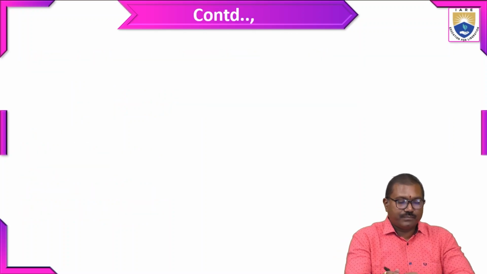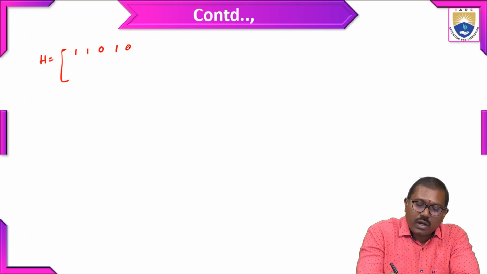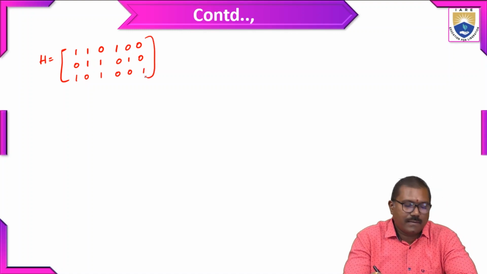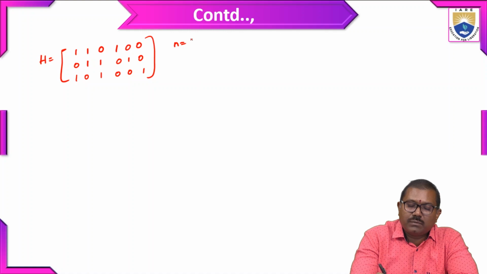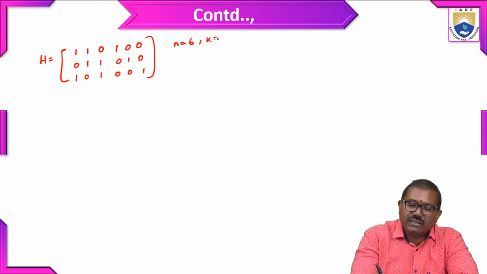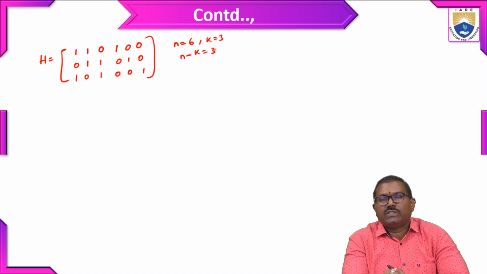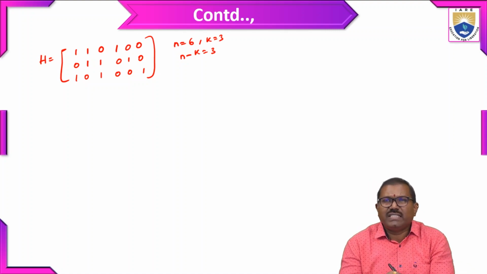So here my H is 110 100, 011 010, 101 001. So this is the given H. This is also the (N, K) pattern. So N is 6, K is 3. So N minus K is 3. So 3 message bits and 3 check bits.